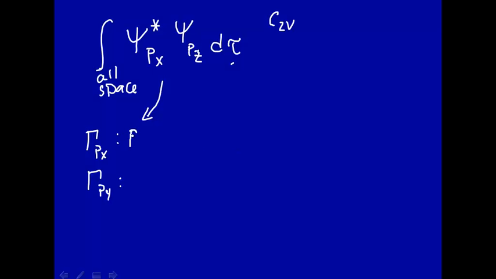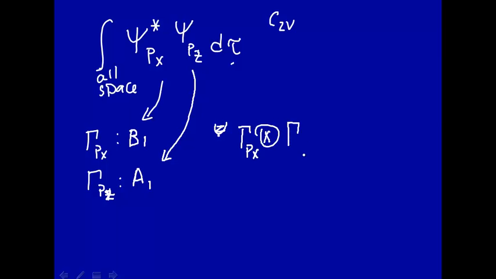So x is b1, and what do you say, z? So it should be a1, sorry. So if we just look at the symmetry of these orbitals, px, and we look at the product here, the inner product, pz, that is b1 symmetry times a1 symmetry, and this we know is equal to 0 because b1 and a1 are different irreducible representations of the x and the z.